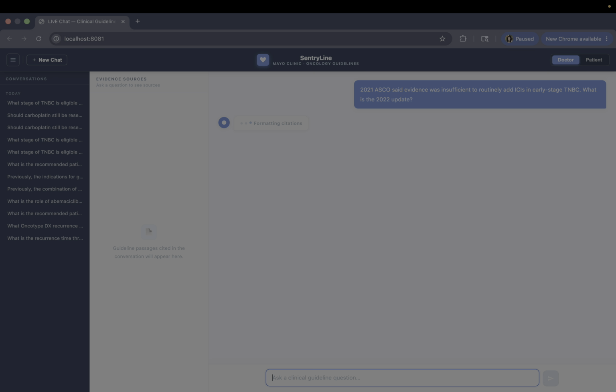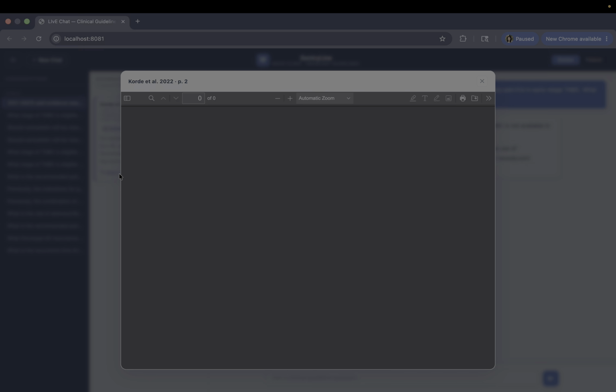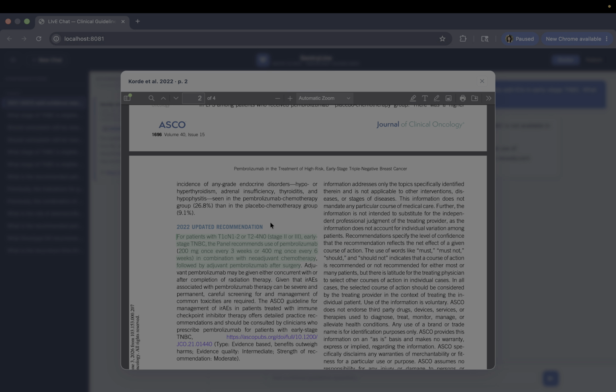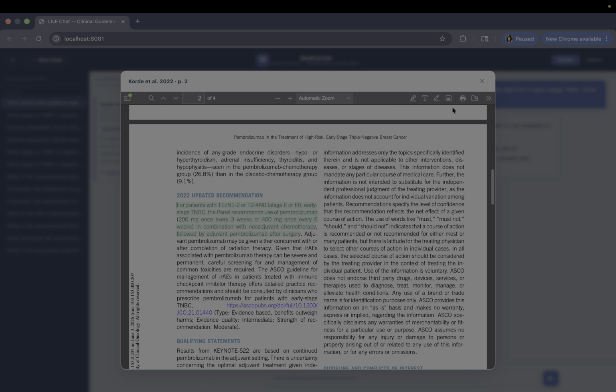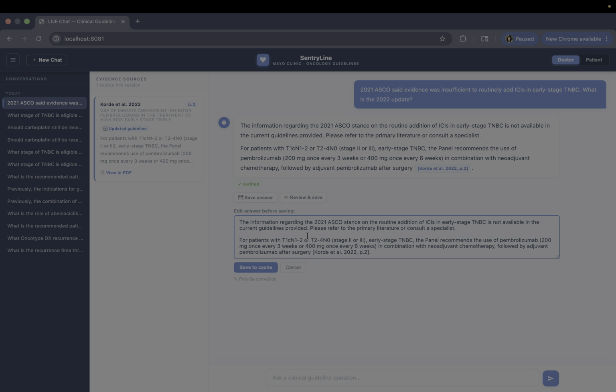Once the answer is retrieved, the evidence sources cited in the conversation will appear on the panel on the left. And when we view the PDF, the paragraph in which the answer was grounded in gets highlighted. This can be used by the clinician to verify the answer, verify its evidence, and either accept the answer, review it and change it, or save it as it is.